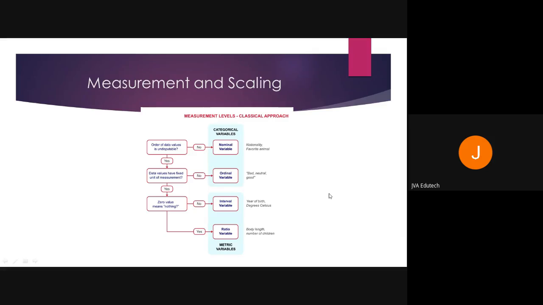So if I say the temperature of this room is 0 degrees centigrade, where zero does not mean no temperature at all, I am taking this temperature as an interval variable. And the moment I say the temperature of this room is 273 Kelvin, which is known as absolute zero, I am saying there is no temperature at all. Everything ceased to exist at absolute zero.